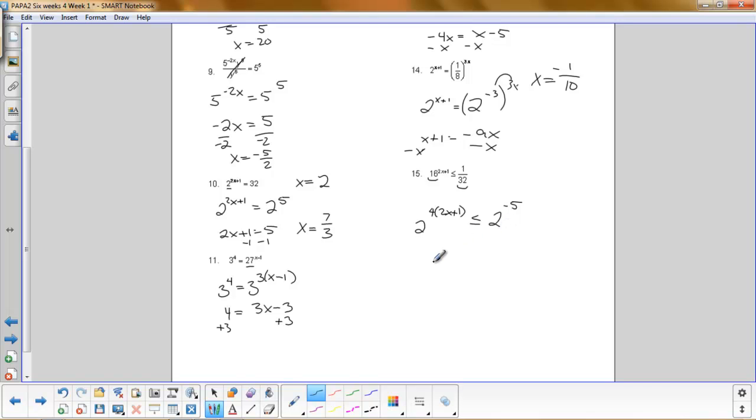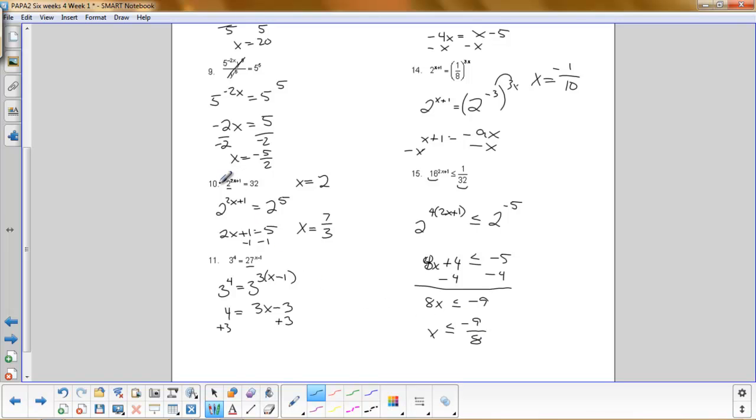We drop it and we leave the inequality just the same, so that's going to be 8x plus 4 less than or equal to negative 5. Subtract your 4 from both sides and you get negative 9, so 8x less than or equal to negative 9. So x has to be less than or equal to negative 9 over 8.